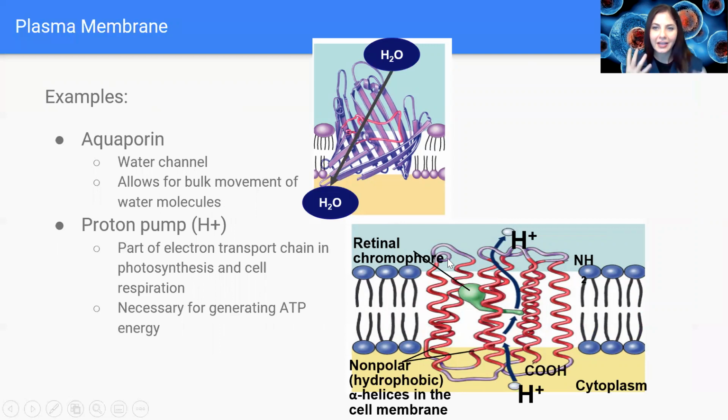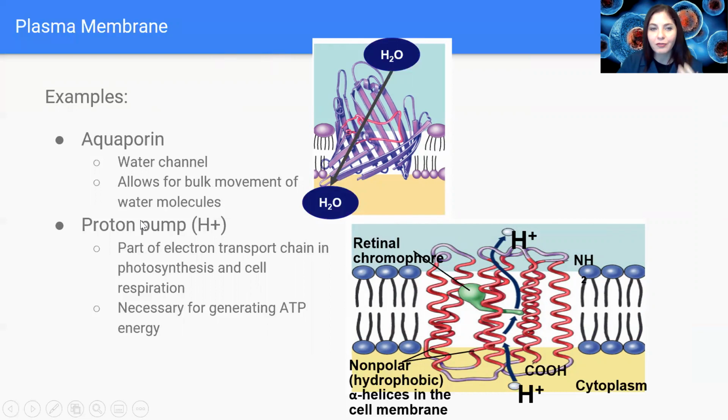Now, looking at different examples of proteins and how they're integrated into the plasma membrane, as well as what function or role each of them plays, we have some examples of aquaporins. Aqua meaning water, and pore is basically saying kind of like a little tunnel or a channel that goes into and out of the cell and allows substances to move into or out of the cells. So this water channel allows for bulk movement of, you guessed it, water.